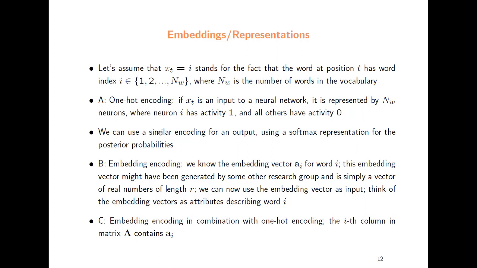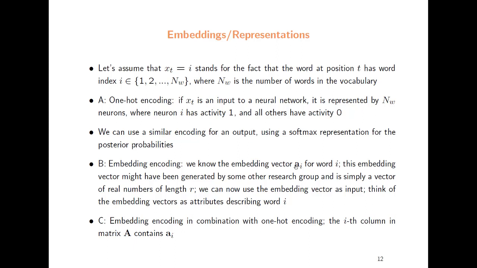We can use a similar encoding for an output, using, for example, a softmax transfer function at the output with a corresponding cost function. For the output, this is actually quite common. For the input, we typically do something smarter, and that's called embedding encoding. Instead of representing the word as an index, we represent a word by attributes describing that word. In this notation, the vector a_i describes word i. So instead of representing the word, we represent these attributes of the word. They can be quite large, maybe 200 dimensional or so. And the question is, where do you get them from?